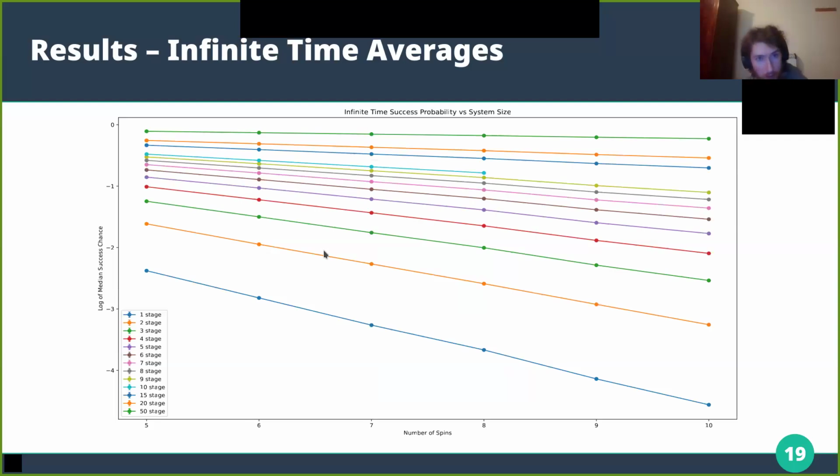So now for the actual results. Here are results calculated across 2,000 instances of spin glass problems for each point here.